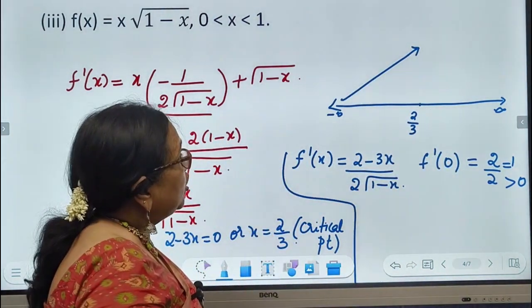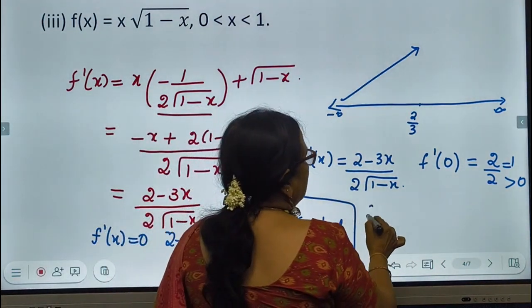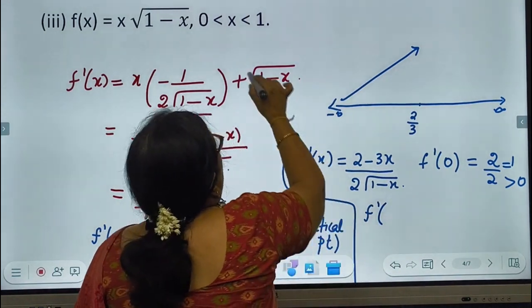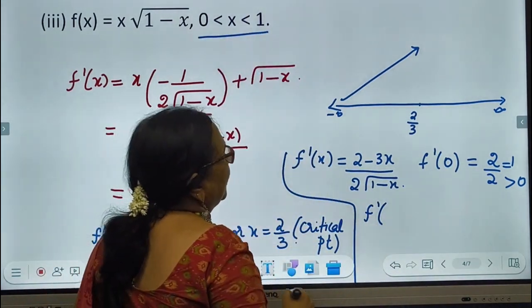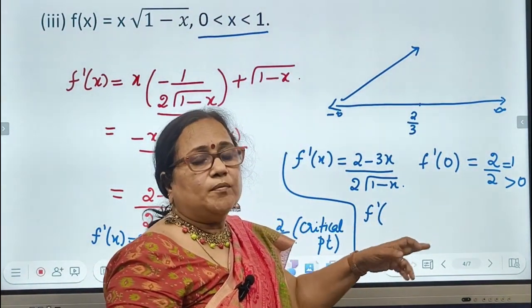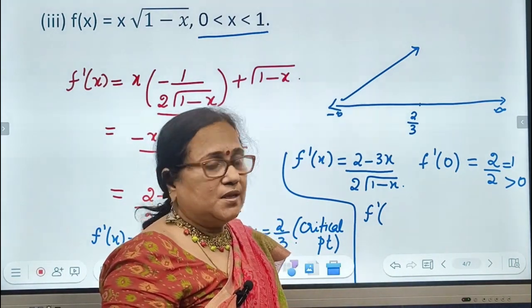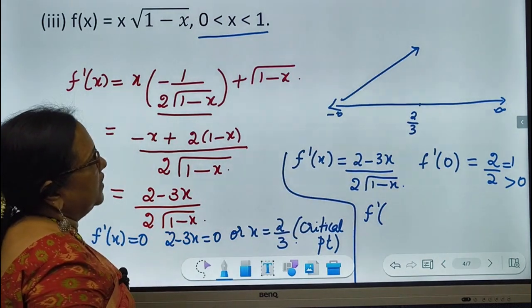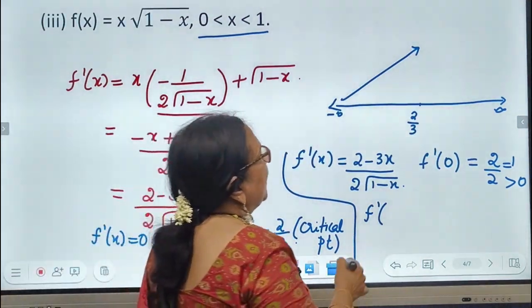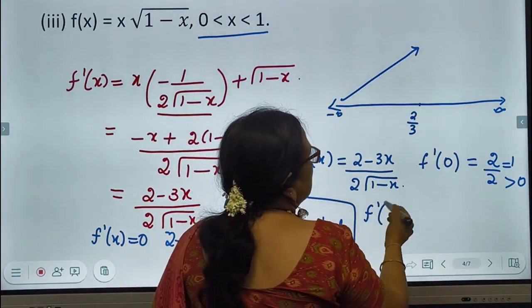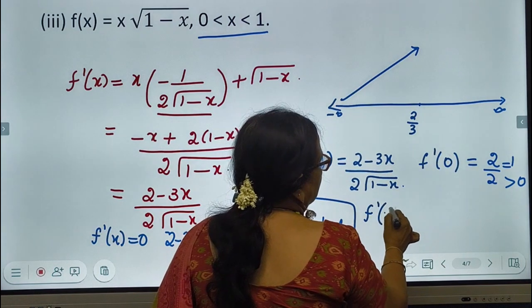What about to the right of 2 by 3? See, as given, x is less than 1. If I take x greater than 1, then you will have to find the square root of a negative number. It does not make sense. That is why they have restricted the domain to 0 less than x less than 1. So I have to choose a value which is slightly greater than 2 by 3. Let me choose, say, 0.8.